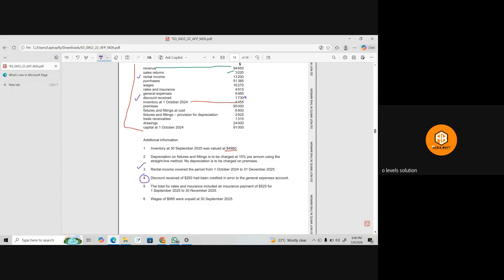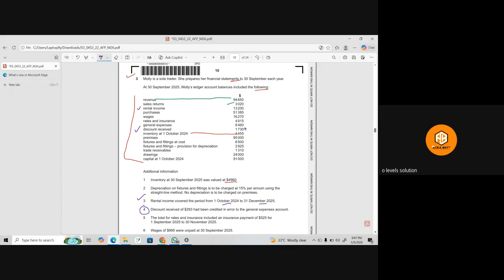They are saying rental income covered the period from 1st October 2024 to 31st December 2025. Okay, so when the year is ending. Year is ending on 30th September. So it means that we have to include from after September is October now. Okay. So 1st October 2024 till 30th September 2025. So we need to add for this whole year, but 1st October 24 to 31st December 25.